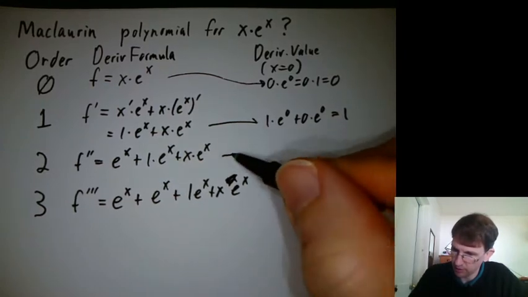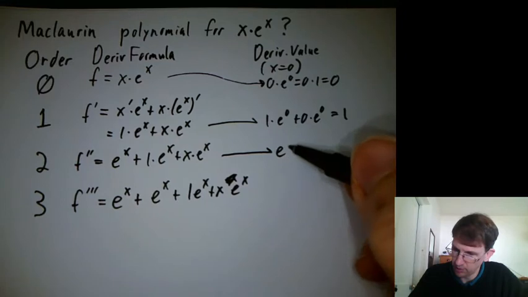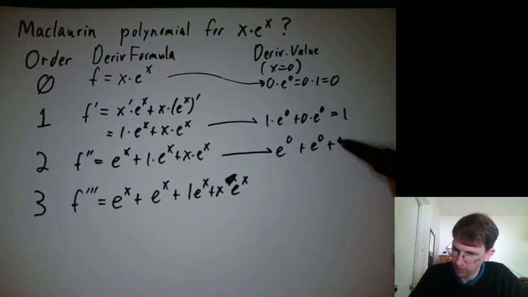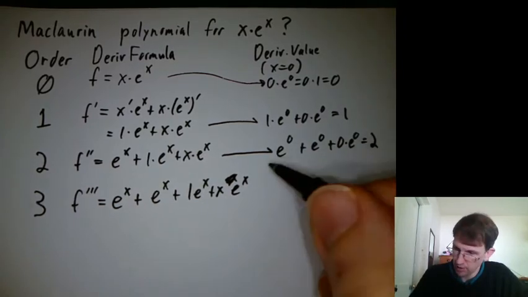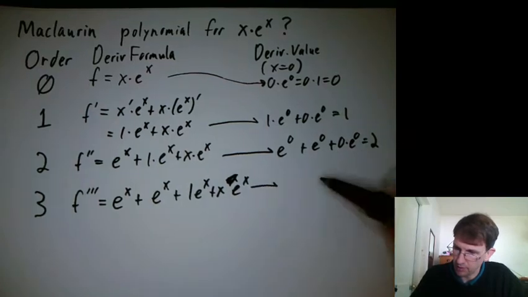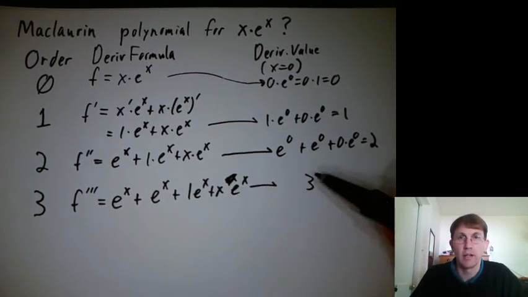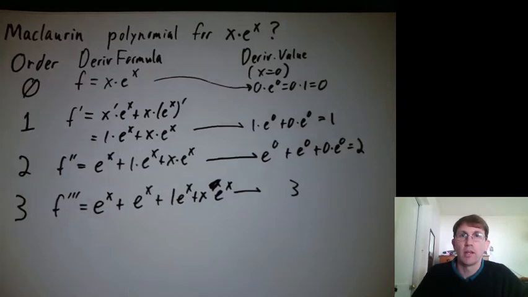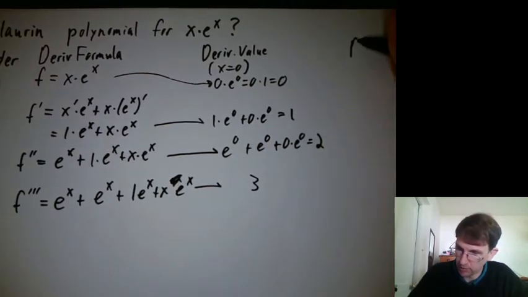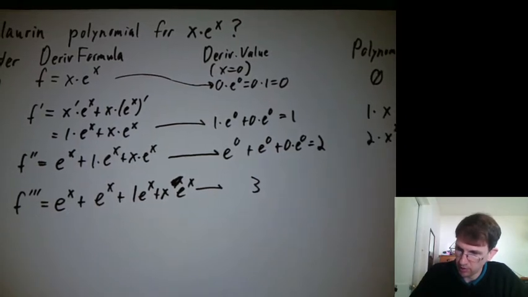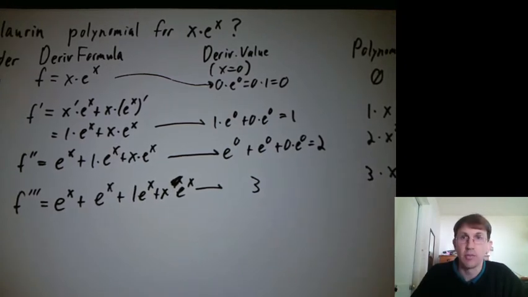Here we get 1 e to the 0 plus e to the 0 plus 0 e to the 0, which is 1 plus 1 plus 0. So we get 2. Here we get 3 e to the 0s plus x plus 0 e to the 0, so we get 3. And then, what's our polynomial terms? This would just be a 0. This would be 1 times x. This would be 2 times x squared over 2 factorial. This would be 3 times x cubed over 3 factorial.